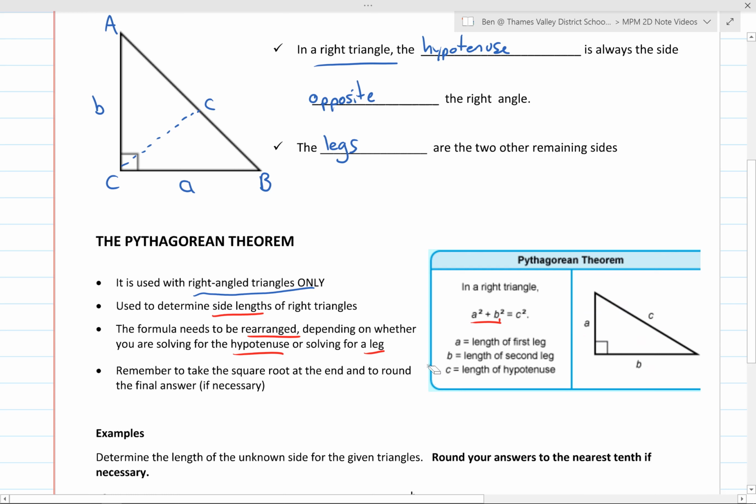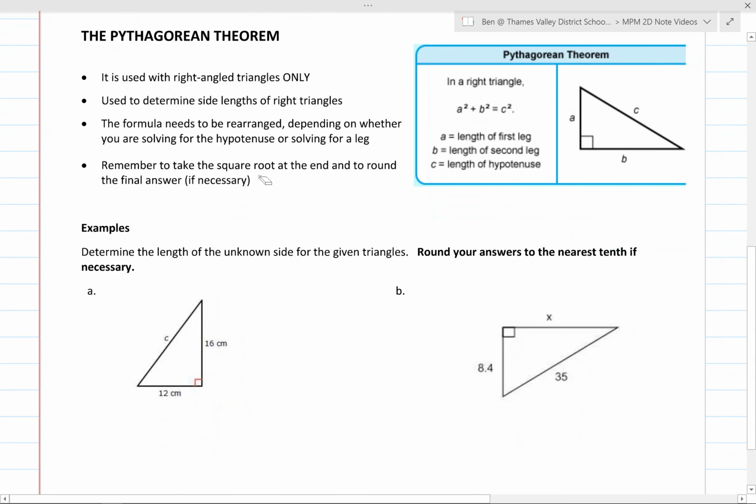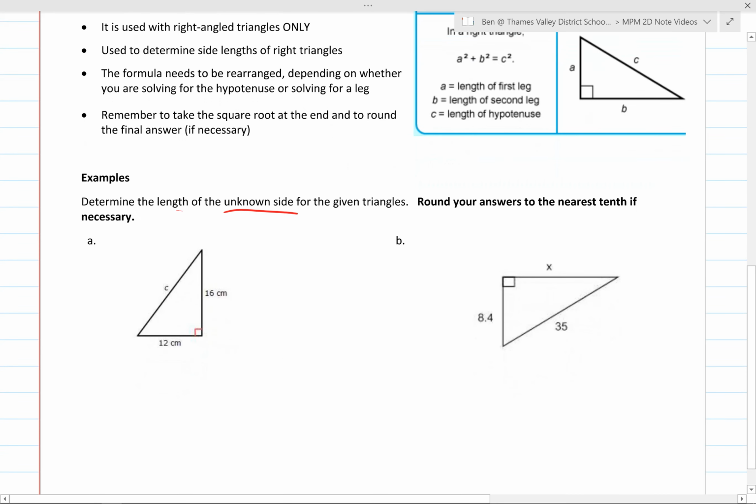And finally, our Pythagorean theorem is given by a squared plus b squared equals c squared. So if we're solving for an unknown at the very end, we'll need to make sure we're taking the square root of whatever we're working with. Otherwise, we'll end up with an inflated value for a side length. So let's try it out. We'll use our Pythagorean theorem to determine the length of the unknown side, whether that's the hypotenuse or a leg. We'll round our answer at the very end.